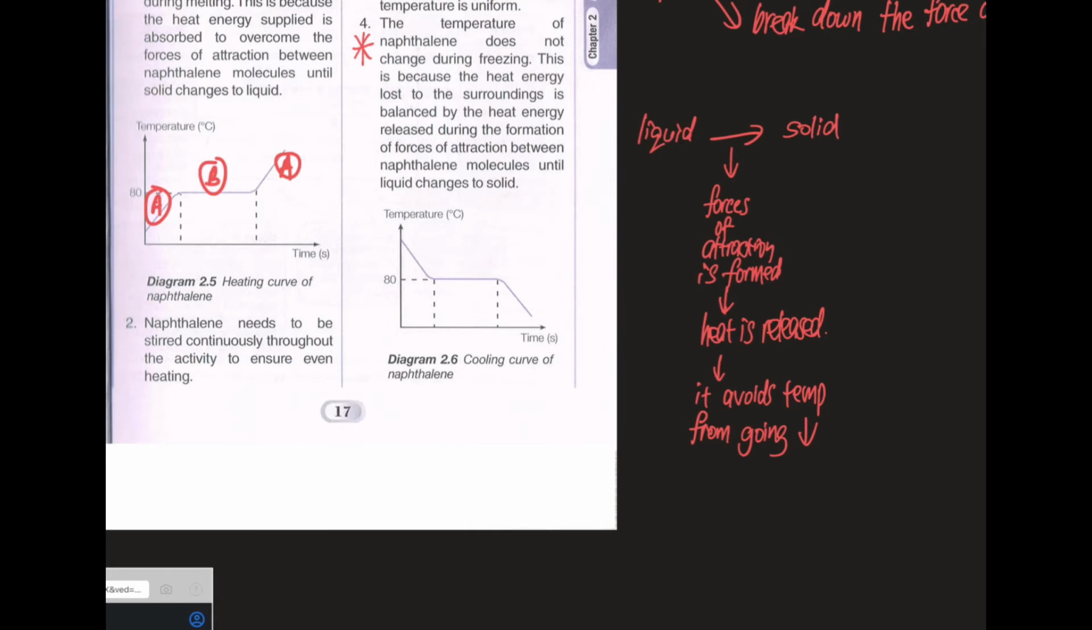Heat energy lost to the surrounding is balanced by heat energy released during formation of forces of attraction. So that's the thing. Okay, now let's continue. Next page.